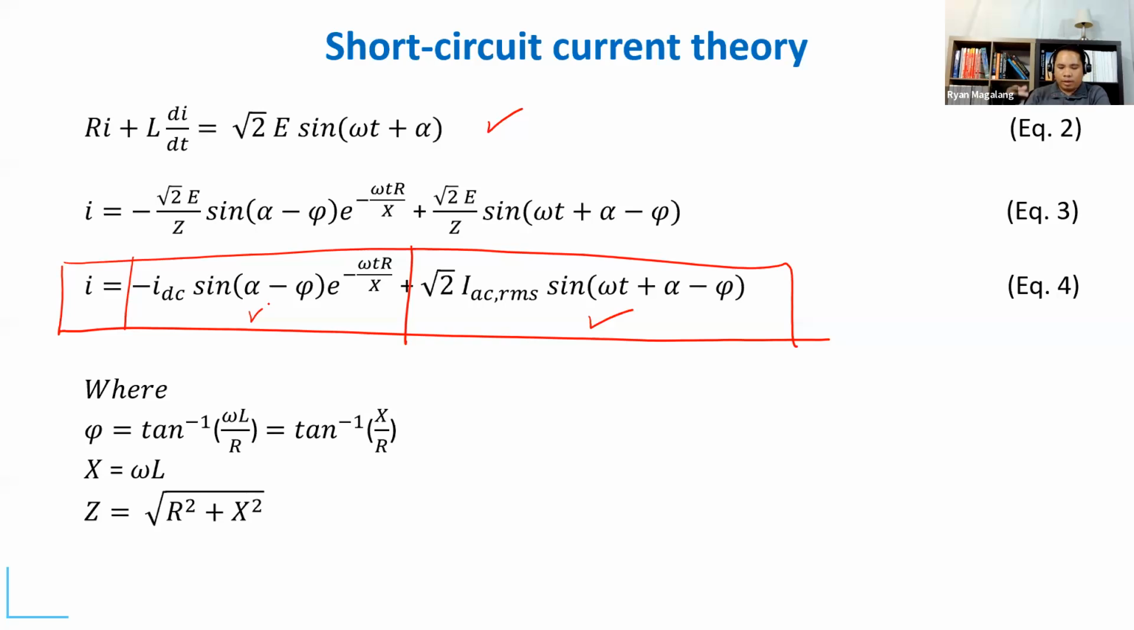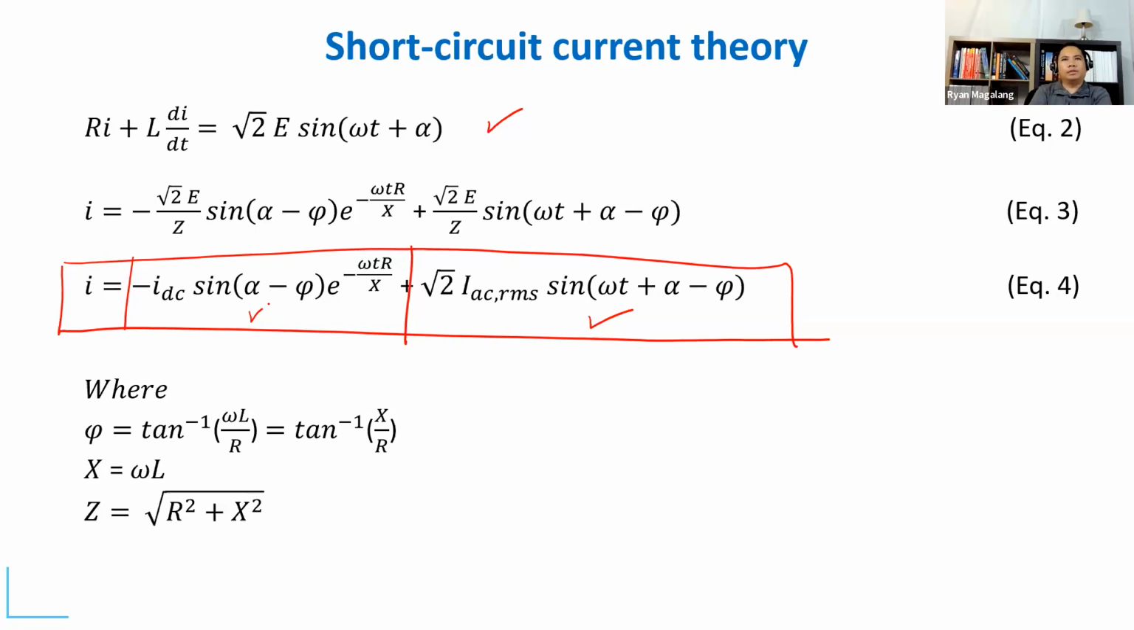But why is the DC of interest for us? Why bother if it disappears after a few cycles? The reason we're interested in that is because your devices, your fuses, your low voltage breakers would operate during this first cycle.